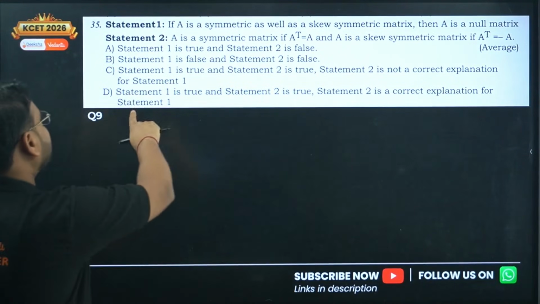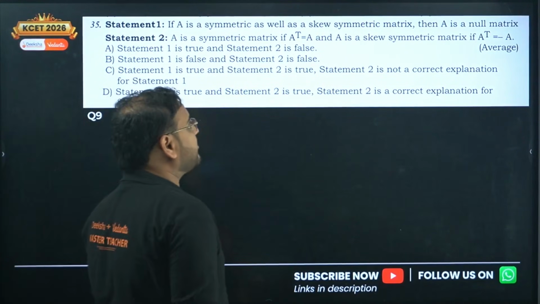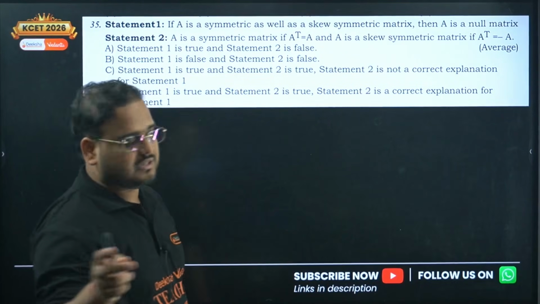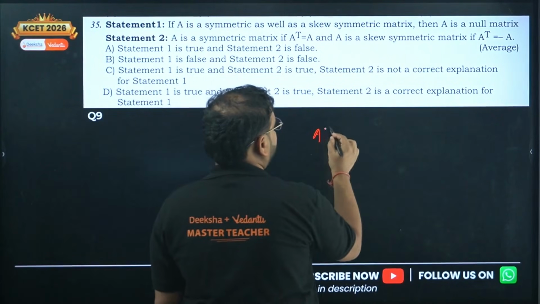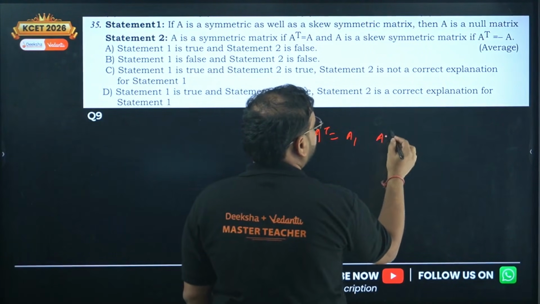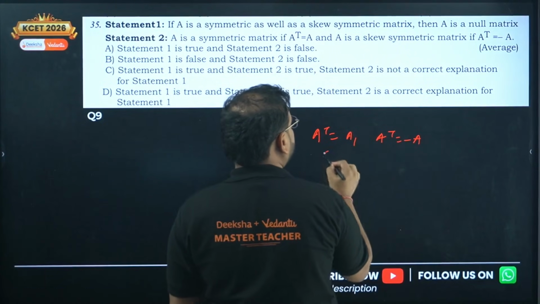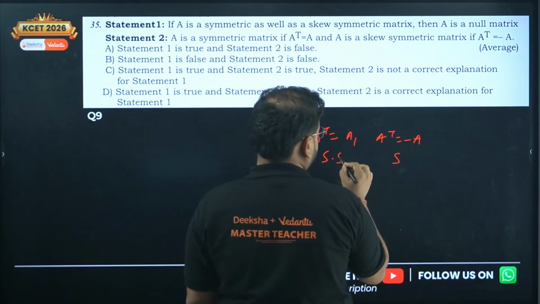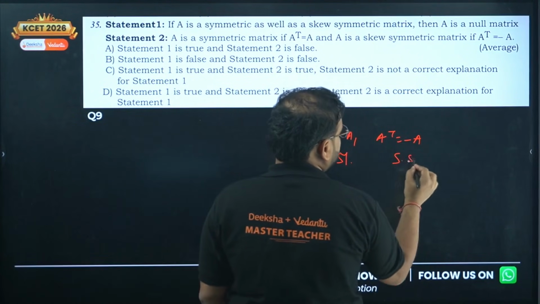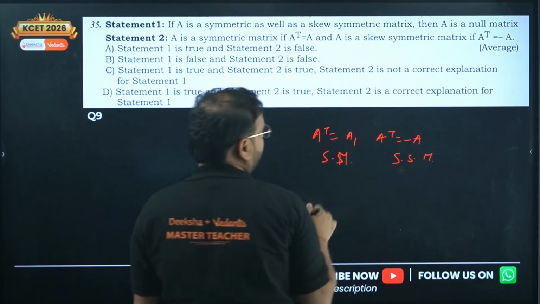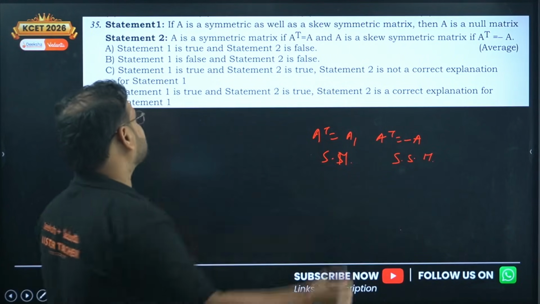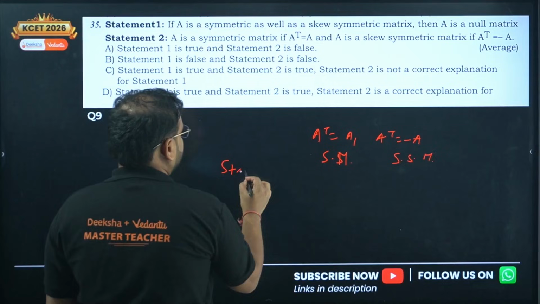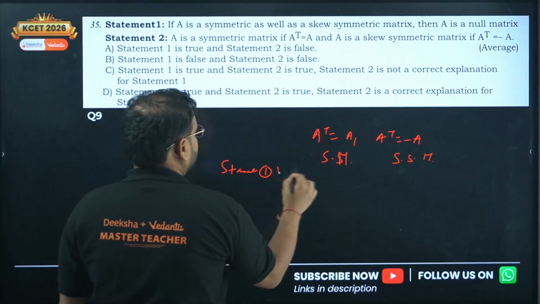If A is a symmetric as well as skew symmetric matrix, then A is a null matrix. We saw this just right now. If I have A transpose as A and A transpose as minus A also, both symmetric matrix and skew symmetric matrix, if both of them are true, then it has to be what? A null matrix. So statement 1 is true.